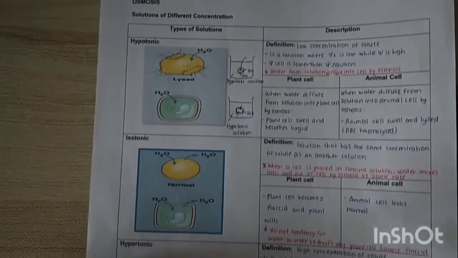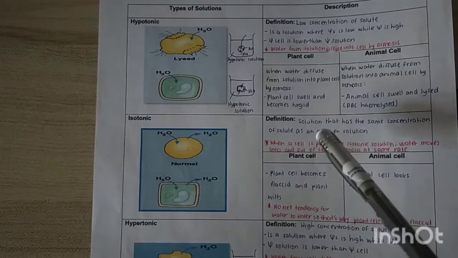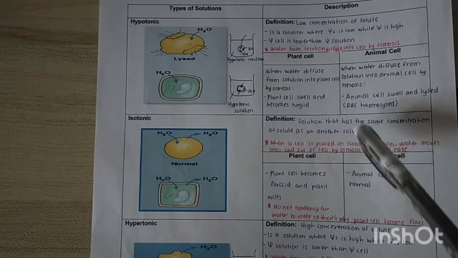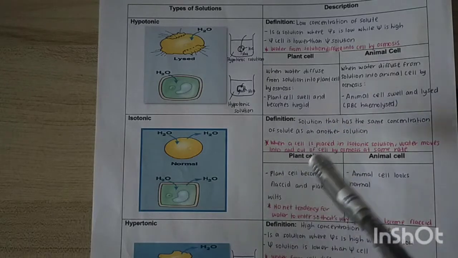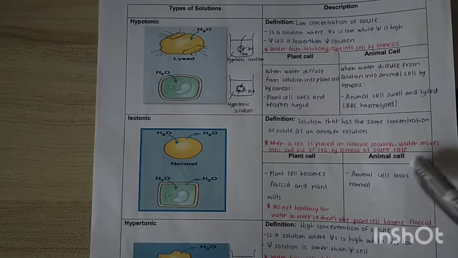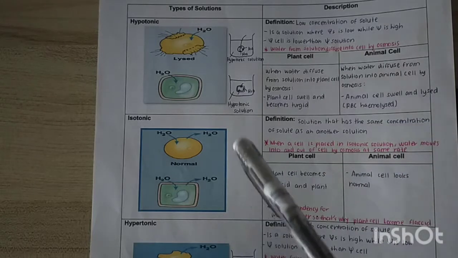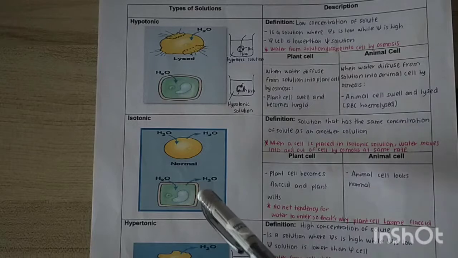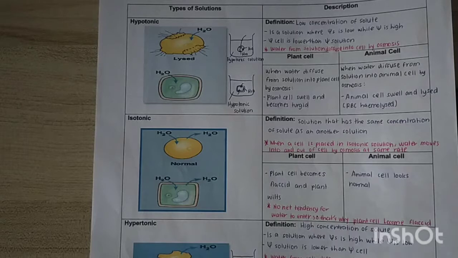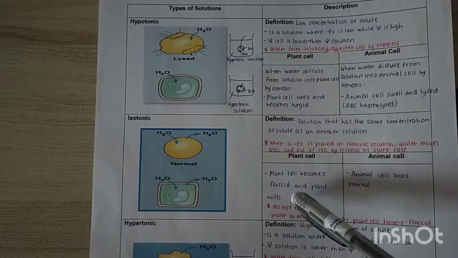Okay, and then we compare to isotonic solution. So what is isotonic solution? It is a solution that has the same concentration of solute as another solution. So what happens when a cell is placed in isotonic solution? Water moves into and out of the cell by osmosis at the same rate. Maksudnya dari segi water movement in and also out of the cell is at the same rate. Dia dalam kadar yang sama. So what happened to the plant cell? Plant cell becomes flaccid and plant wilts.